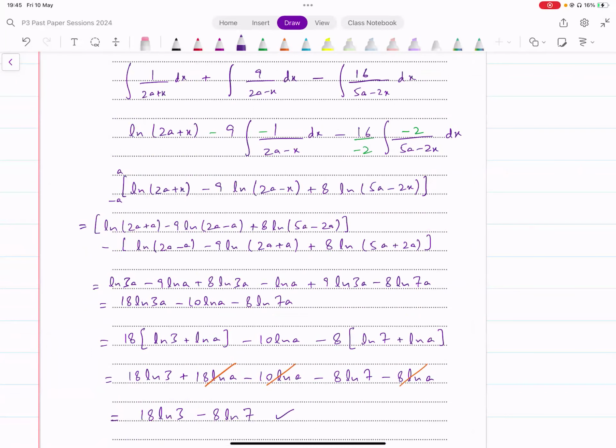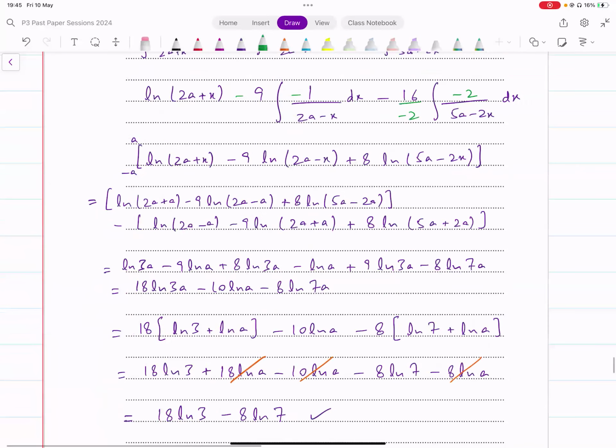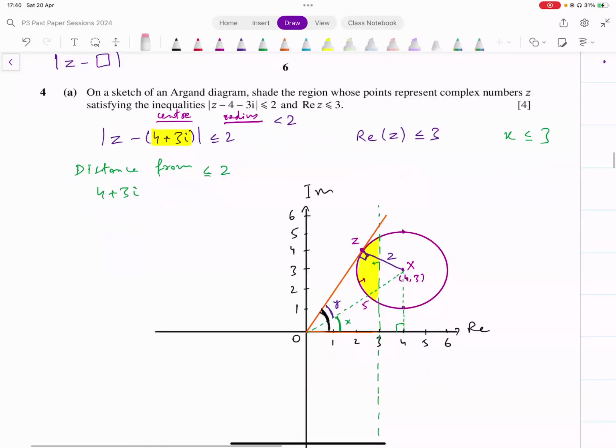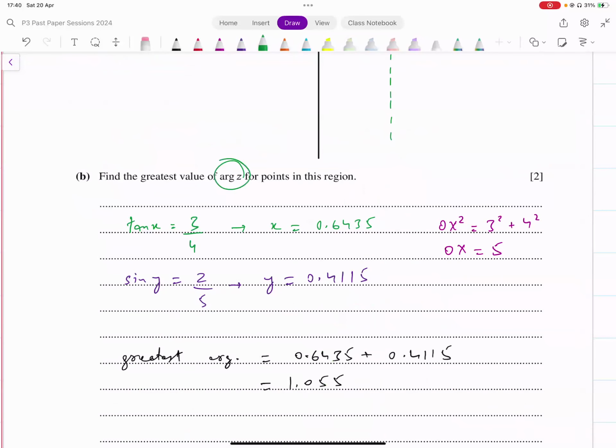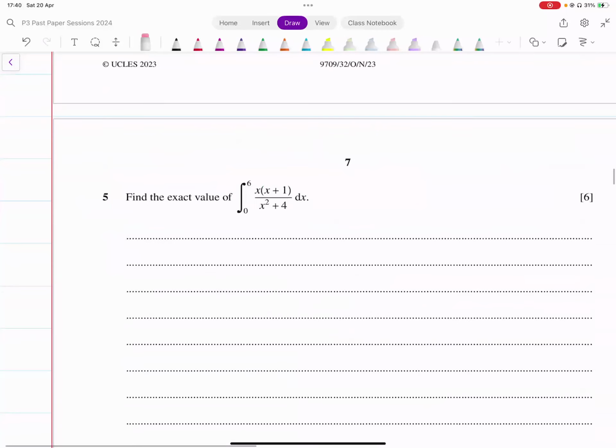So that was actually the trick that you had to use here. ln of 3a and ln of 7a, we could break them down into ln 3 plus ln a and ln 7 plus ln a. And then the a terms get eliminated, and we're just left with this. They expect you to find this argument by calculation, not by measurement. So that's not allowed. You can't do it by measurement. All right. Okay, let's move on to the next question.